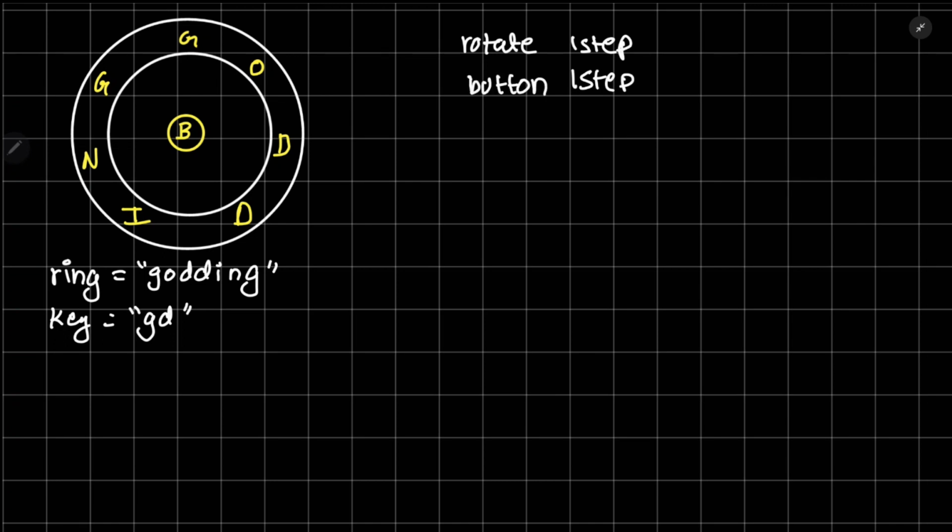So in this particular example, we are given the ring as godding and key as GD. So the answer to that door is GD, which we have to spell. We have to push it letter by letter by rotating the ring either clockwise or anti-clockwise. Here we are given the first letter as G in the key and the top of the ring is G. So we don't need to rotate it. We just push the button. So G is entered and now we have to enter D.